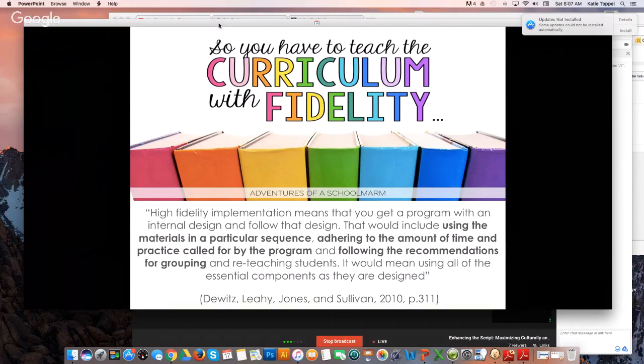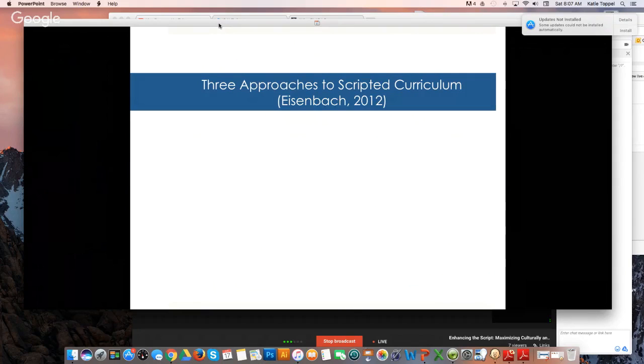Because the students that come in and out of your classroom are different and they have different needs. A piece of research that I really enjoyed was an article by Brooke Eisenbach that was published in 2012. And she talks about these three different personalities of teachers when it comes to scripted curriculum. So there's the accommodator who does it by the book. As it's written, the teacher does it by the book and doesn't necessarily make changes according to who they're teaching. They're just doing it as it's written because that's what the research says.